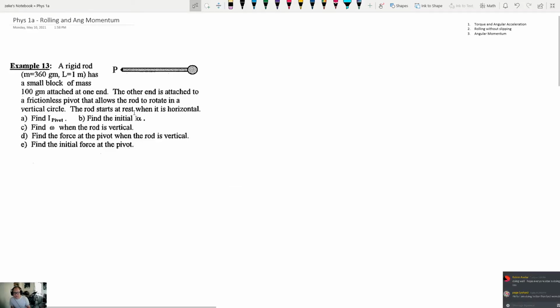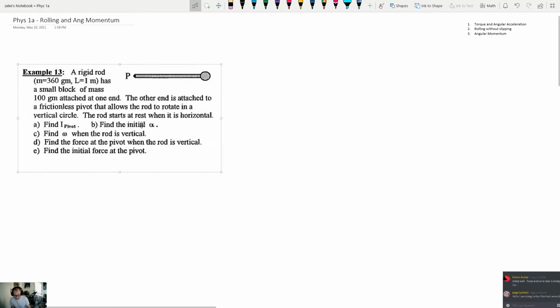Okay, so today we're doing more stuff. This is Physics 1A for May 10th. Today we're going to continue talking about the relationship between torque and angular acceleration. We're going to talk about objects that roll without slipping, like the tires of your car, your bicycle, objects that are rolling down ramps. And with what time we have left, we're going to introduce and talk about angular momentum. And that's the plan for today.